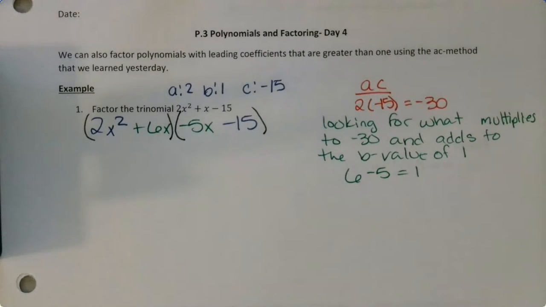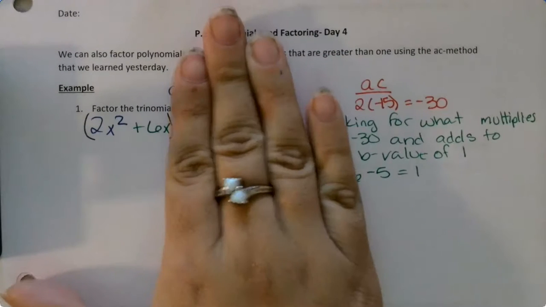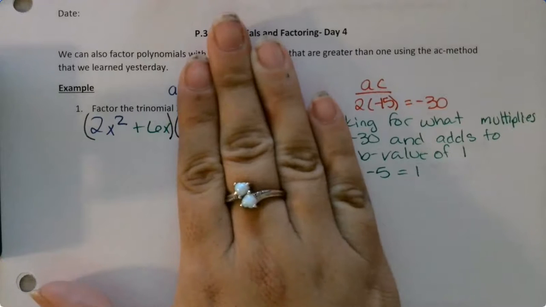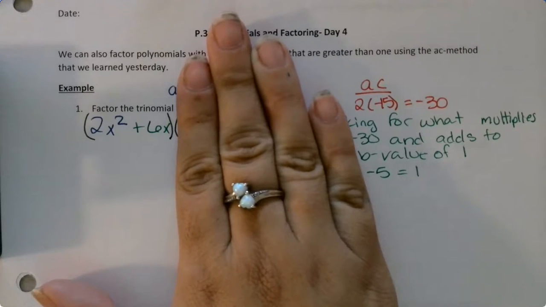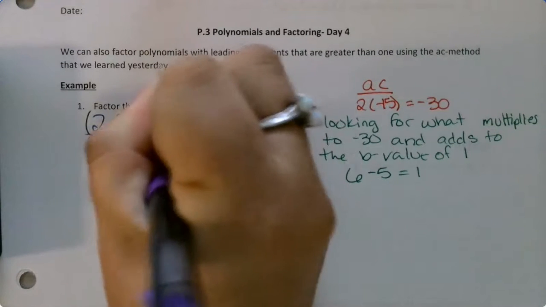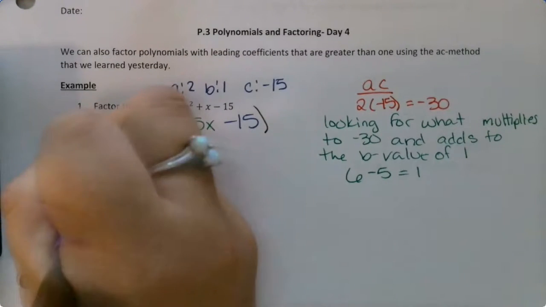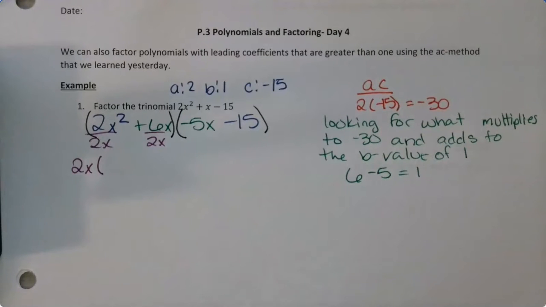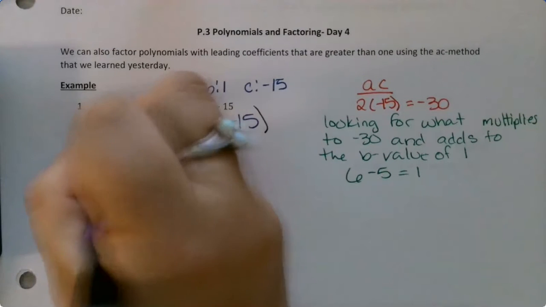Okay, and then I want to divide out what each group has in common. So I'm going to look at them as separate groups. So what do these two terms in my first group have in common? 2x. So I'm going to factor out 2x. And what do I get left over? X plus 3.